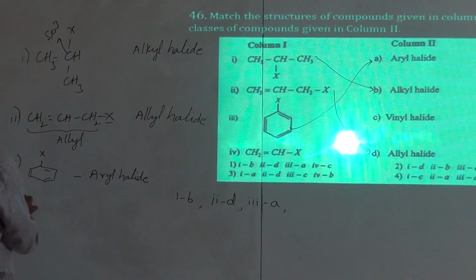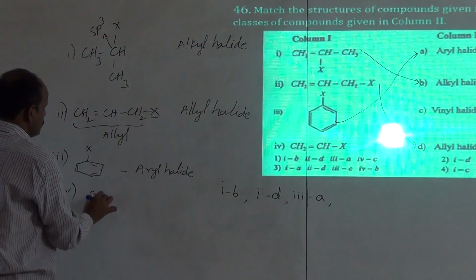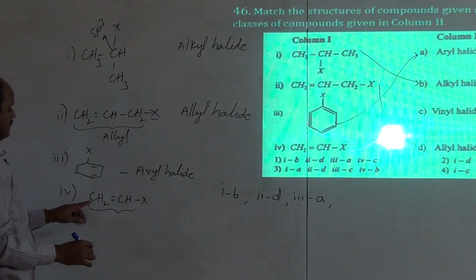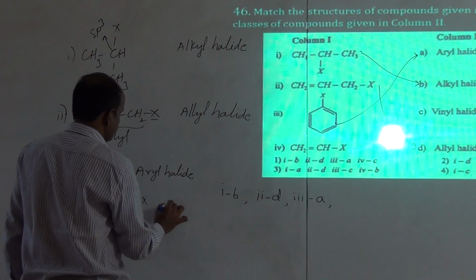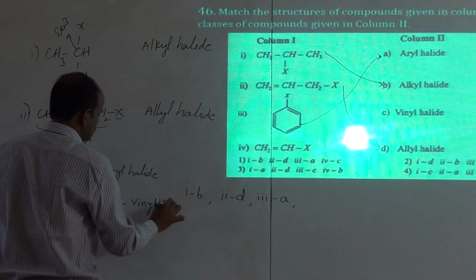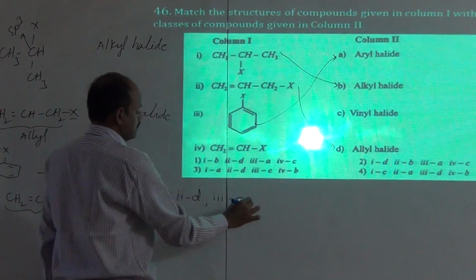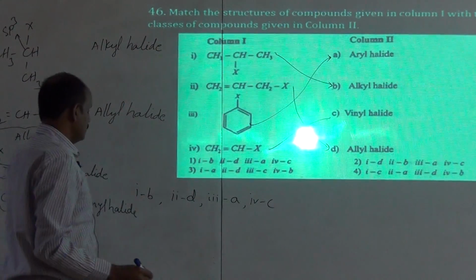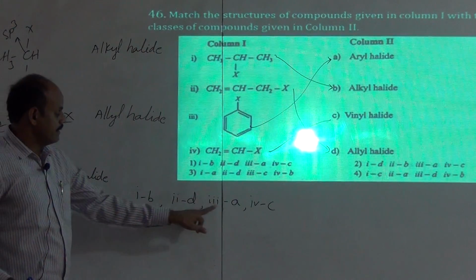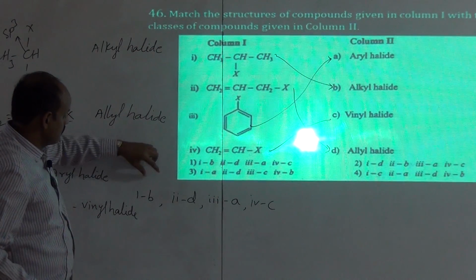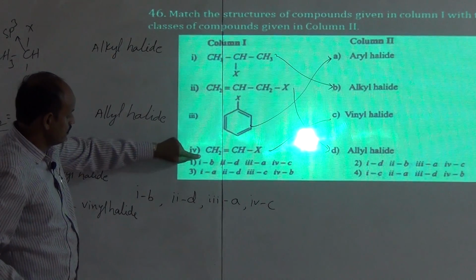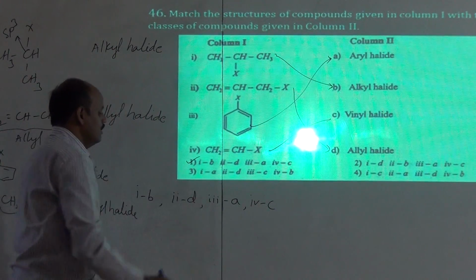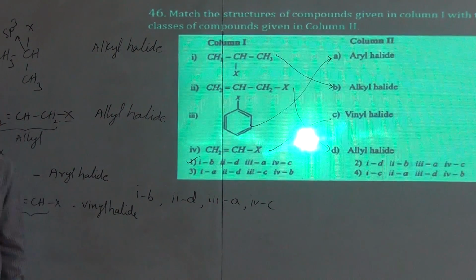Then fourth one is CH2 double bond CHX. So this group is called vinyl, here halide, hence it is vinyl halide. Then fourth one, where is vinyl halide? This one, C. So first is B, second D, third A, fourth C. Where is this option? Here first 1B, 2D, 3A and 4C. Hence which option is the correct one? First is the correct option. Okay.